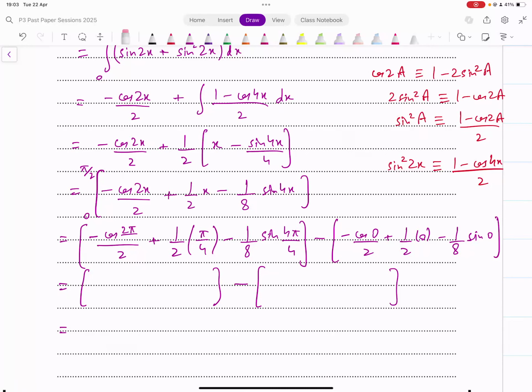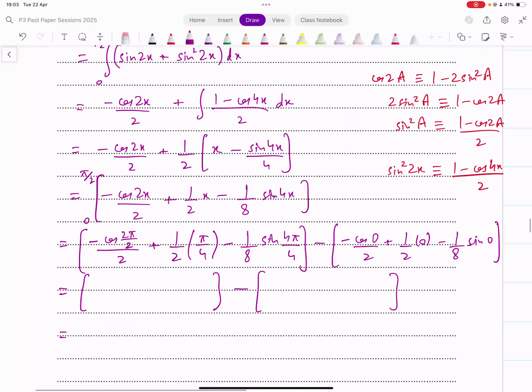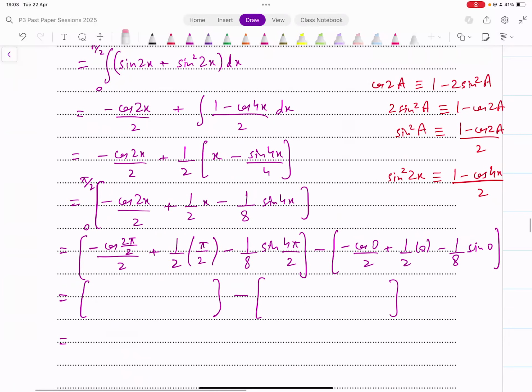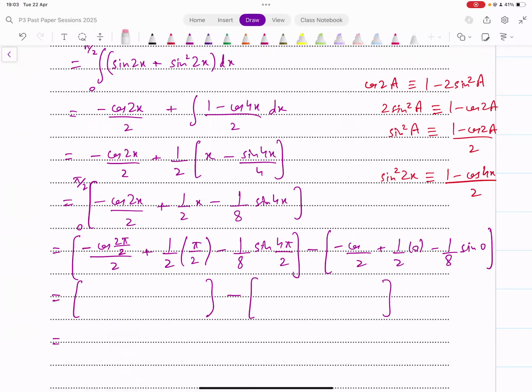This becomes 2 pi over 2. And this is pi over 2. And this is 4 pi over 2. Okay. Now, cos of 0. Yeah, the second calculations are all correct because the lower limit was the same. So it becomes minus 1 over 2 plus 0 minus 0. Okay, what about this now? Minus cos of pi. Minus cos of pi is minus 1, so it becomes minus into minus 1 over 2 plus pi over 4 minus 1 over 8 into sine of 2 pi, that is 0. So this does become 0.